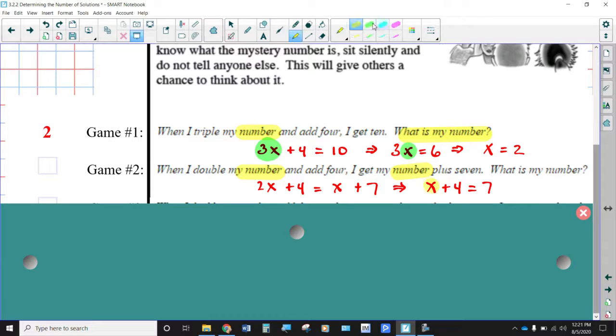You're going to give me my highlighter? There you go. Just by giving me that one little step there, you can see that x is going to have to be equal to 3, since 3 plus 4 is equal to 7.